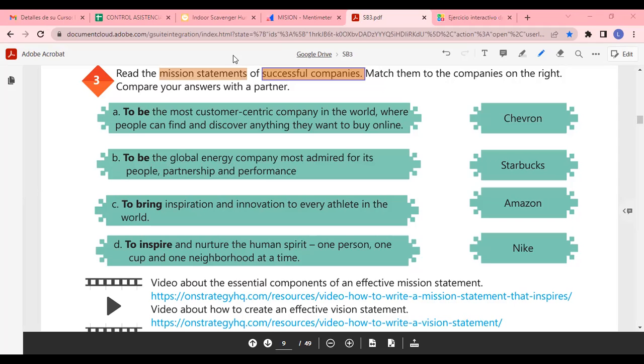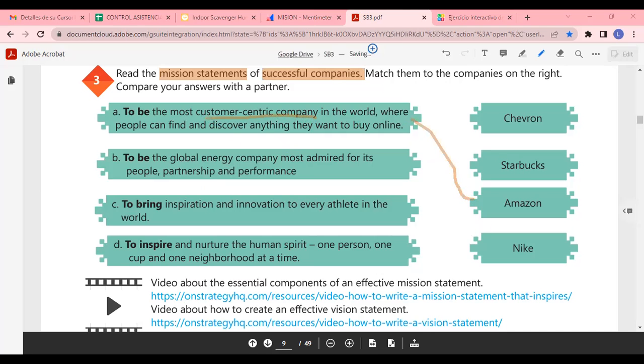Which one do you think it is, Miss? What is the company? Chevron, Starbucks, Amazon, or Nike? Which one do you think it is? ¿Cuál crees que es la respuesta, Blanca? What do you think that mission is from? ¿De dónde crees que viene esa mission? Look, keywords, huh? Most customer-centric company. Amazon. Yes, awesome. Thank you, miss.